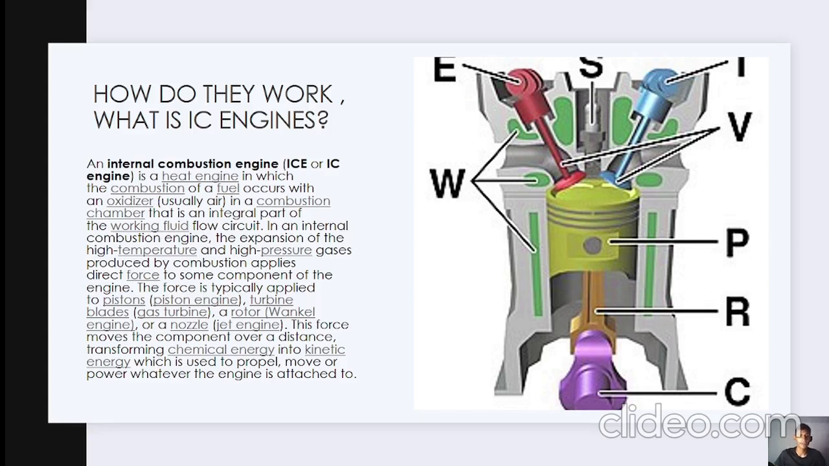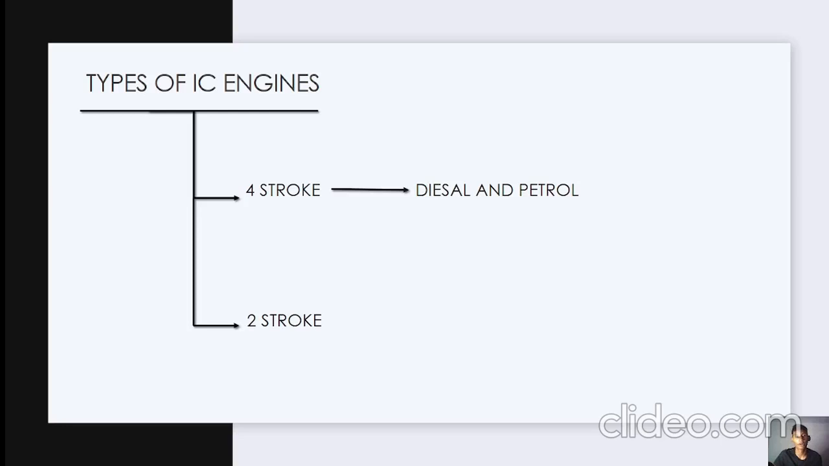In an internal combustion engine, the expansion of the high temperature and pressure gases produced by combustion applies direct force to some of the components of the engine. The force is typically applied to the pistons. Basically, an internal combustion engine works on the principle of combustion, where fuel burns inside the IC engine to turn into mechanical energy.